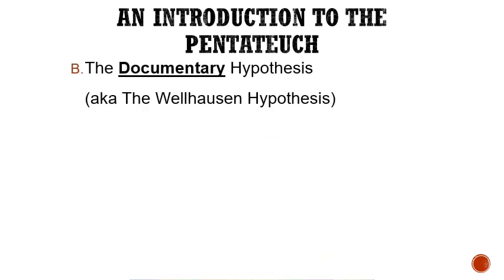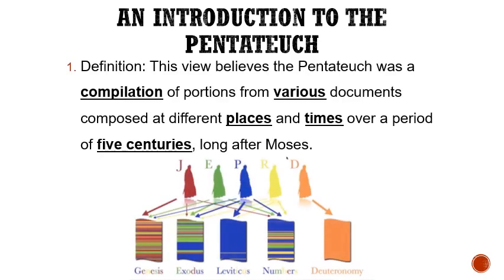The second theory is known as the documentary hypothesis. This is also commonly called the Wellhausen hypothesis, or sometimes the Graff-Wellhausen hypothesis. The documentary hypothesis believes that the Pentateuch was a compilation of portions from various documents composed at different places and times over a period of 5 centuries, long after Moses. This hypothesis began with a man named Jean Astruc, and was further developed by Julius Wellhausen.